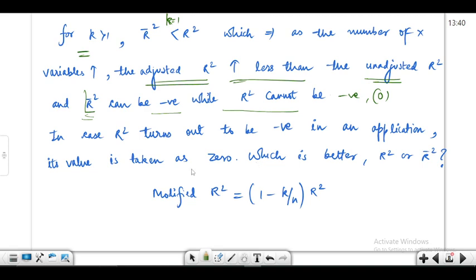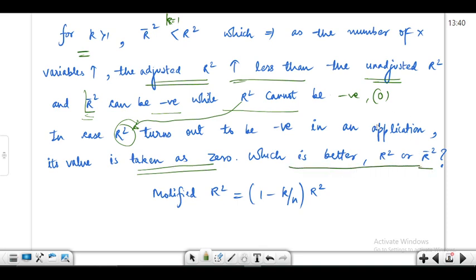In case R square turns out to be negative, so if in any model using data, you try to regress an equation and you find out that R square is negative, then its value is taken as 0. So it can never be taken as negative. If it ever comes out to be negative, then its value is taken to be 0. It means that the model that you have created doesn't fit the data that you had. Okay. So which is better, R square or R bar square?